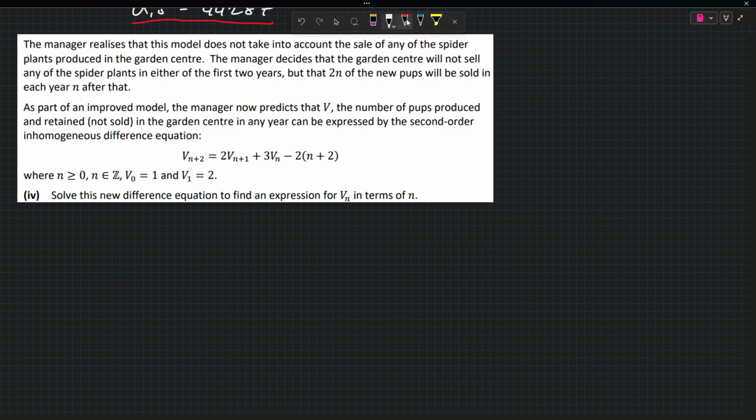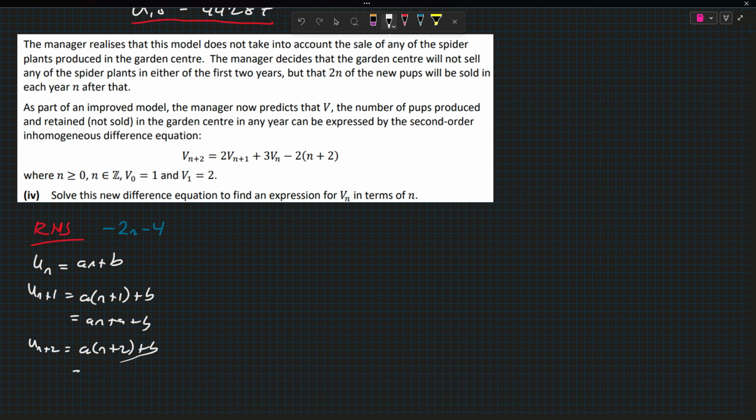So the first thing we do in solving an inhomogeneous difference equation is to look at the right-hand side. Now the right-hand side would expand to minus 2n minus 4, which means that we approximate part of the solution as simply an plus b. So that means un plus 1 would be a times n plus 1 plus b, which is an plus a plus b, and un plus 2 is a times n plus 2 plus b, which is an plus 2a plus b.